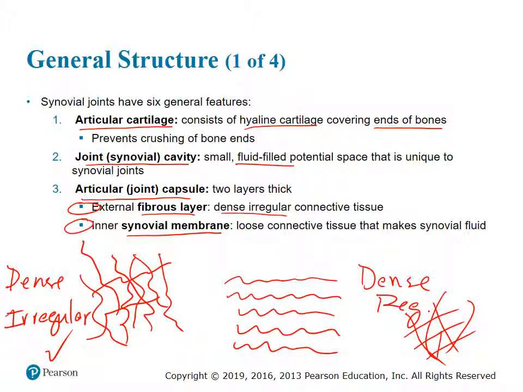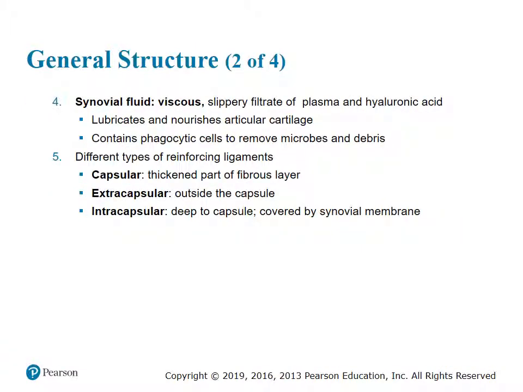And then inside is the synovial membrane lining the fibrous layer. This is made of loose connective tissue, because that's not really the one in charge of holding the fluid together, but it is the one in charge of making the fluid. That's the tissue, or the row of cells. It's a membrane, so it means a row of living cells that's making the synovial fluid. Okay?